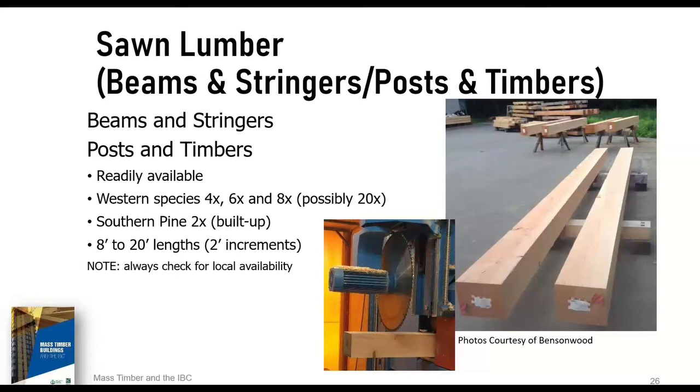NDS 4.1.3.4, speaking to posts and timbers, refers to lumber of square or approximately square cross section. That is 5 inches by 5 inches nominal and larger, with width not more than 2 inches greater than thickness. And the grading is primarily for use as posts or columns carrying longitudinal load.